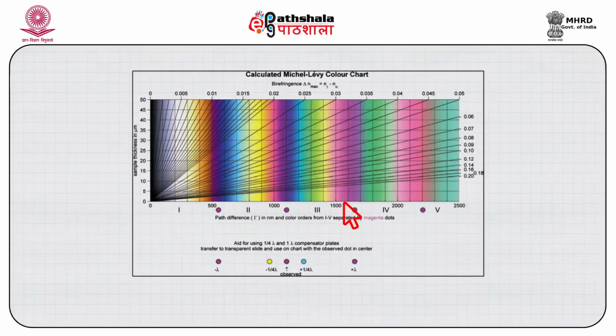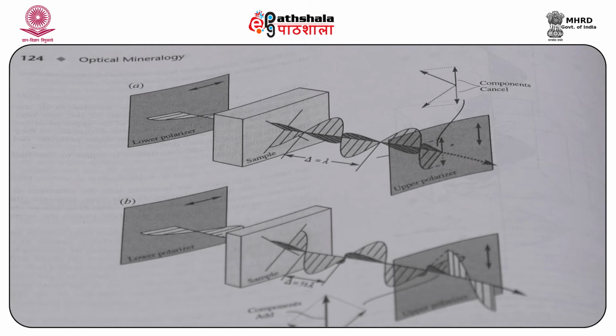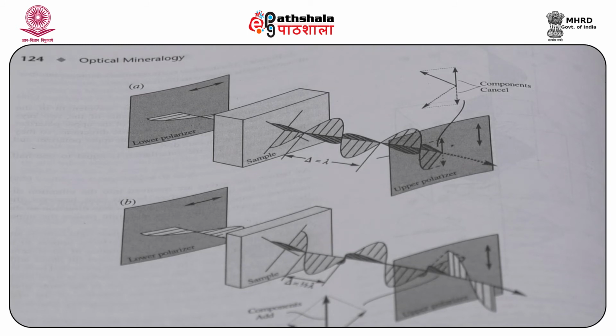The primary function of the interference color chart is to allow rapid determination of retardation between the slow and the fast rays. Retardation is determined by directly observing the interference color produced by a mineral grain in thin section and by finding the same color on the Michel-Lévy chart. So far we have discussed the monochromatic illumination. We will now discuss the polychromatic illumination.